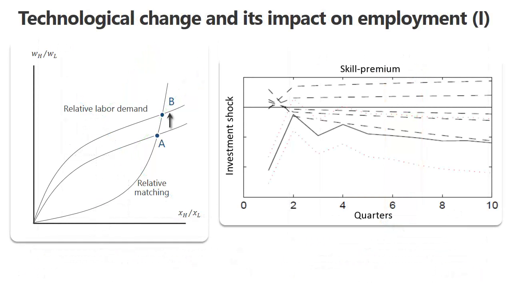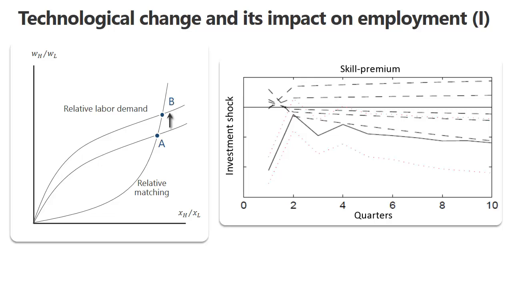In the figure at the left, the skill premium is represented on the vertical axis, and the horizontal axis represents the relative employment rate. The rendered curves represent the case in which the technology is skill-biased and endogenous, so the relative labor demand curve is outward sloping.